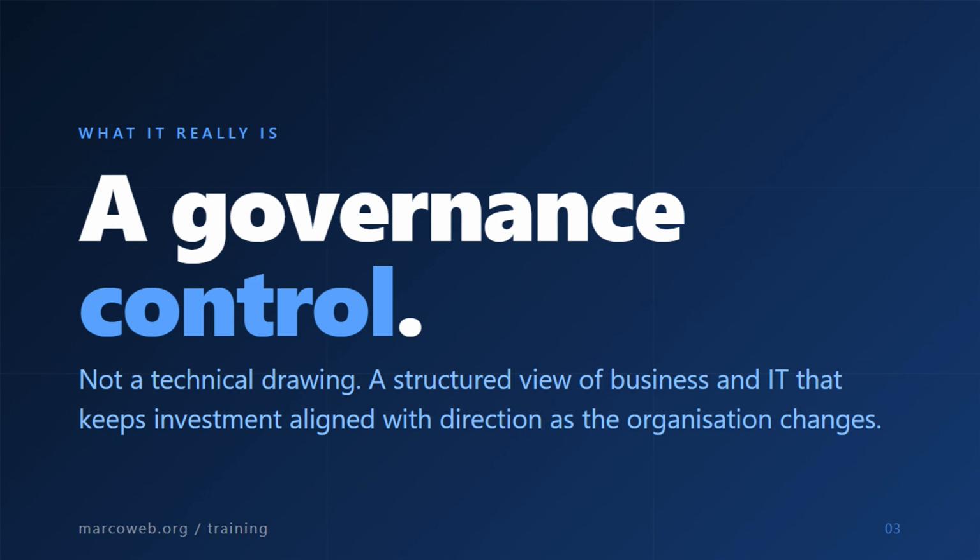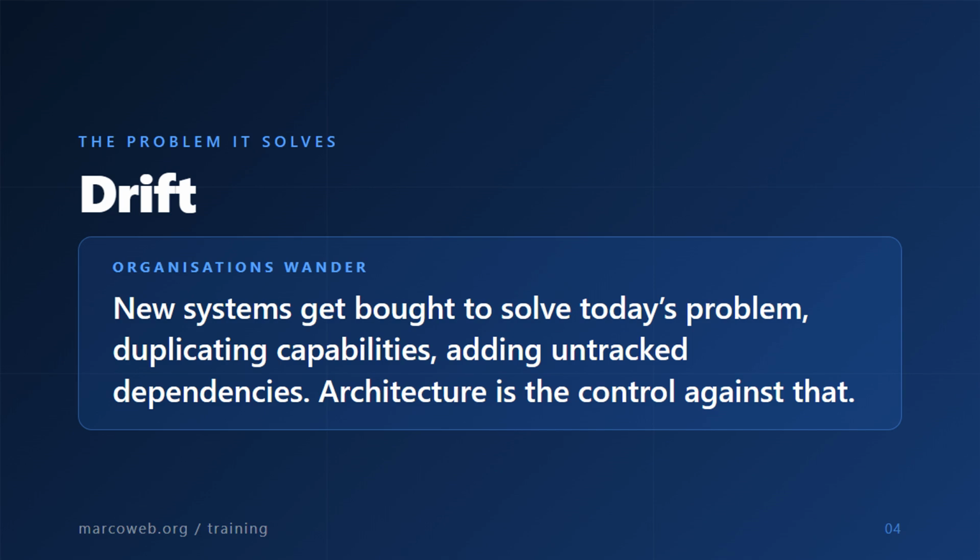Because the exam does not treat enterprise architecture as a technical drawing. It treats it as a governance instrument, a structured view of the business and its IT that keeps investment in systems aligned with business direction as the organization changes over time. The problem it solves is drift.